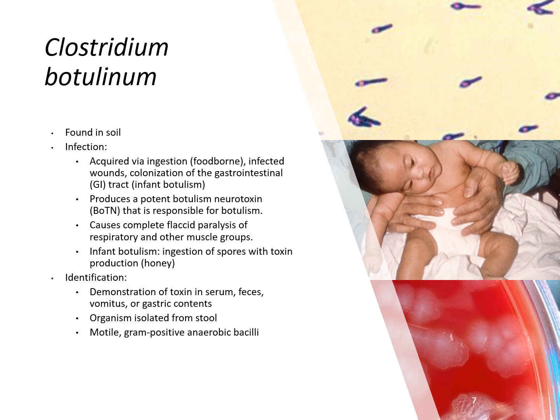And so this organism can be ingested, or it can infect wounds, colonize the gastrointestinal tract. This is more common in infants with the infant botulism. And so what this particular organism will do once it causes the infection is when it releases those neurotoxins, then it will cause paralysis of the respiratory tract as well as various muscle groups. And here you can see an image of an infant who has the infant botulism, and they have those weakened neck muscles.